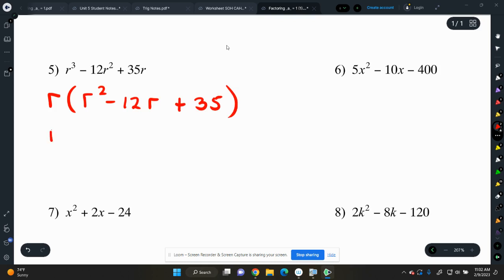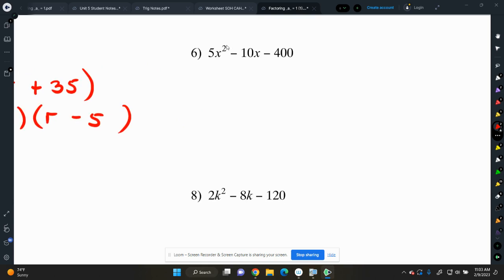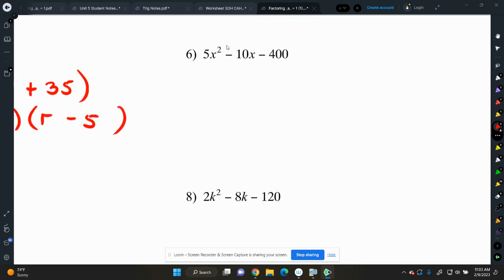Manuela, what do I do now? Then you're going to do the factors. Okay, R minus 7, and then R minus 5. Okay, let's check it. Negative 7 times negative 5 equals positive 35. What's negative 7 plus negative 5? Negative 12, so that's good. Good job.